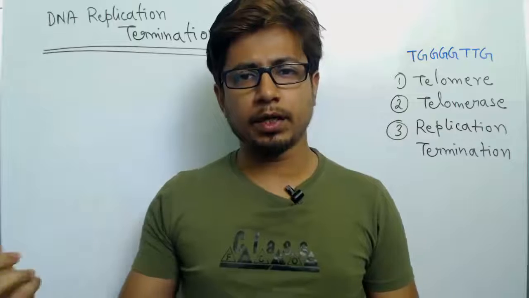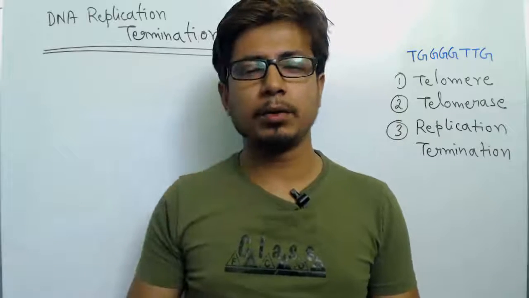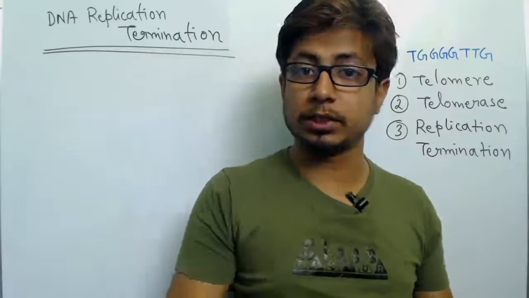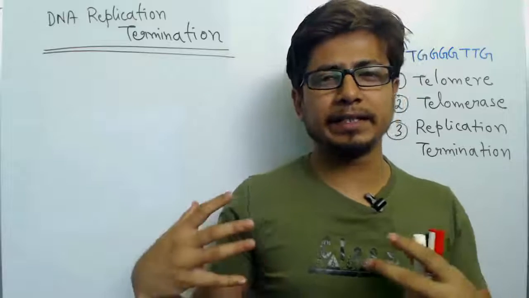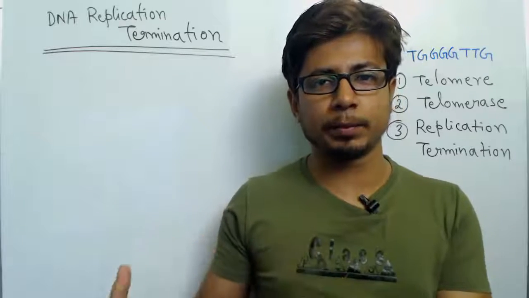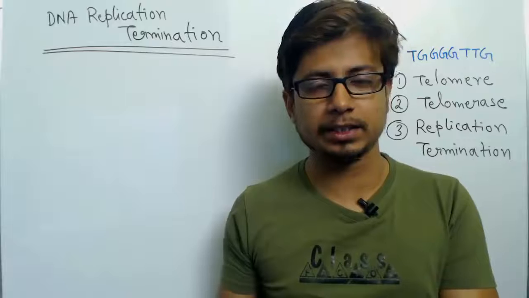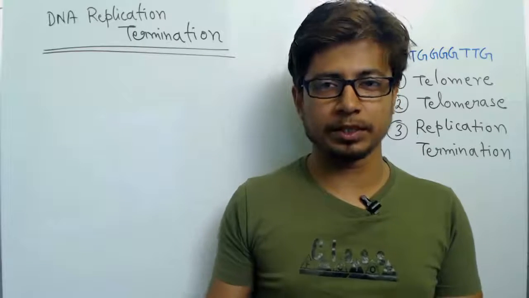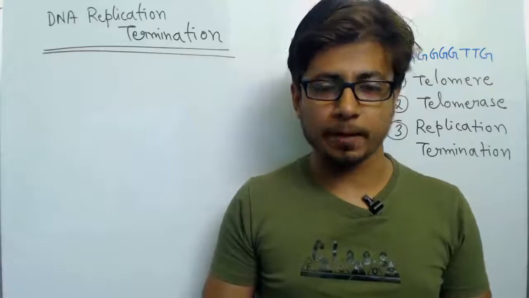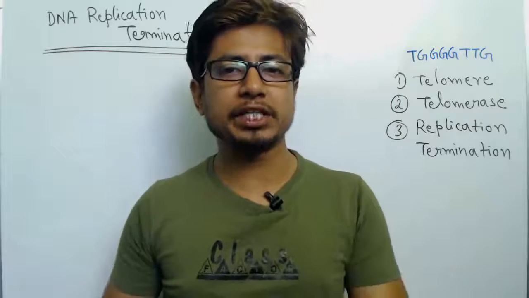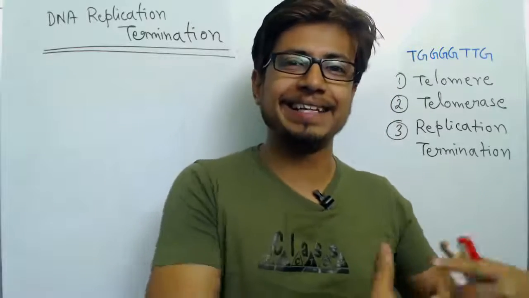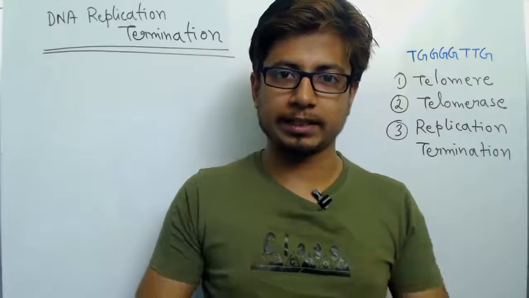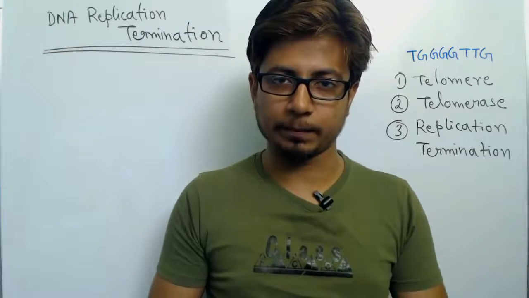In the last few lectures, we've already talked about the replication process in eukaryotes. And actually, I'm making this third part of the eukaryotic replication video almost a year later because I've got so many requests to make a video on the termination of the DNA replication. Because eukaryotic DNA replication creates a problem at the end, which we call the termination problem of eukaryotic replication.